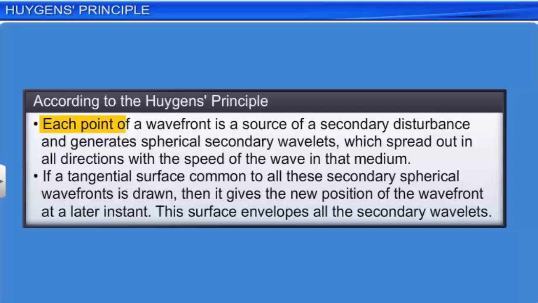each point of a wave front is a source of a secondary disturbance and generates spherical secondary wavelets, which spread out in all directions with the speed of the wave in that medium. If a tangential surface common to all these secondary spherical wave fronts is drawn, then it gives the new position of the wave front at a later instant. This surface envelopes all the secondary wavelets.